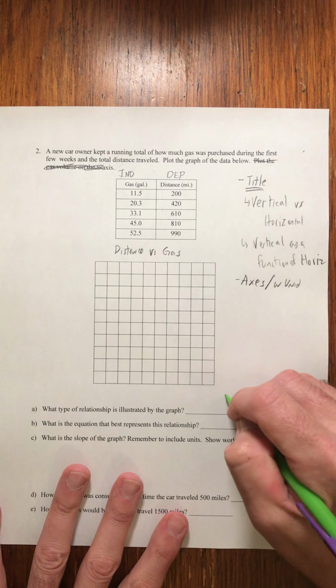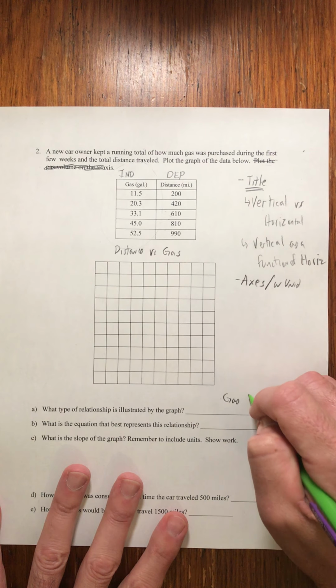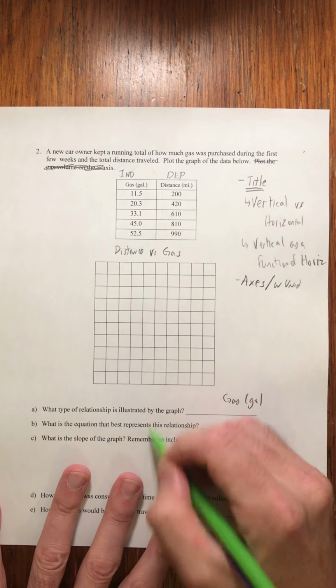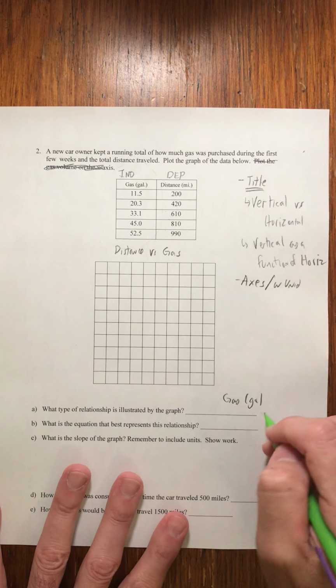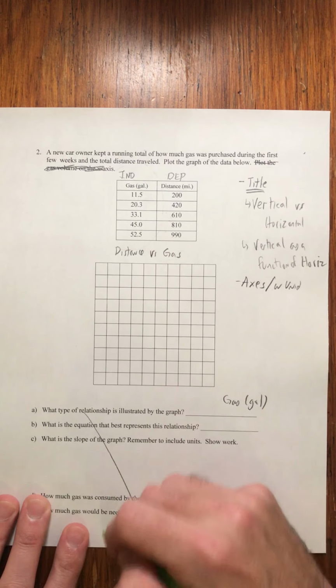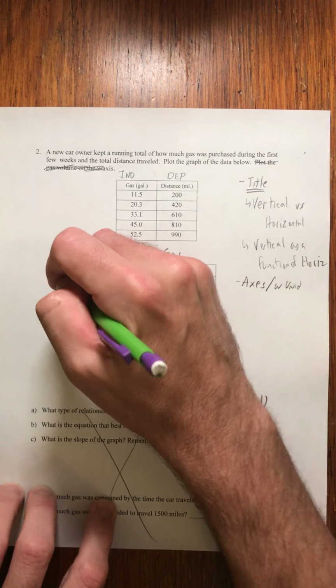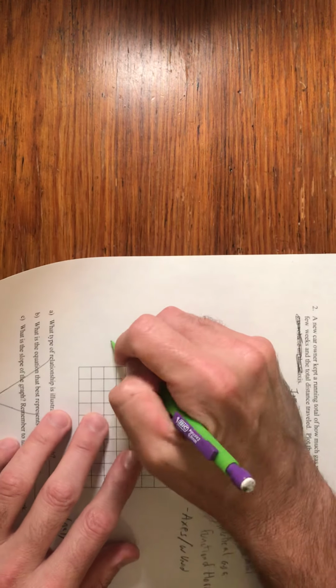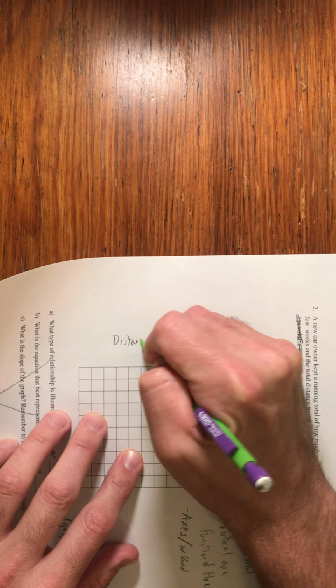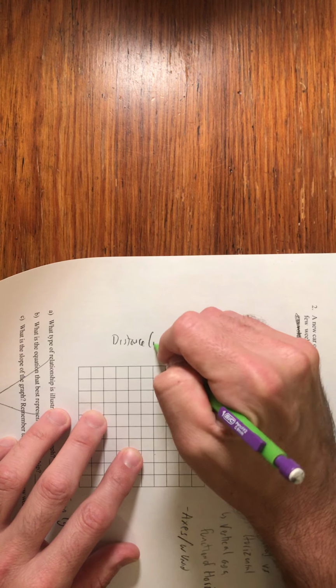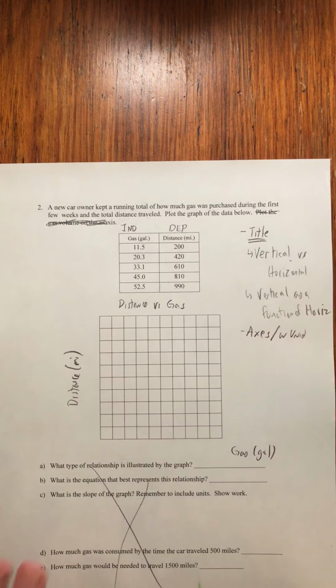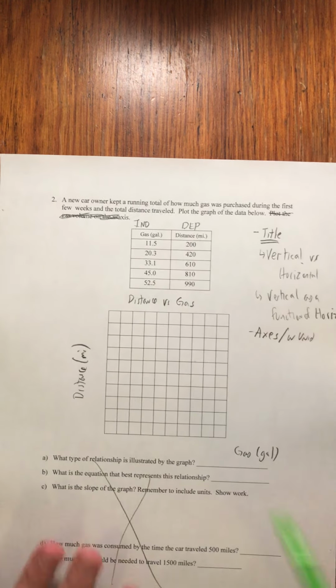So I'm going to put my gas in gallons here. I'm going to put it off to the side. I didn't really leave myself enough space here with my typing. We don't care about this stuff for the course of what we're talking about. And here, I'm just going to turn my paper to the side just for aesthetics. Distance in miles. Okay, so I've got my titles of my axes with units.